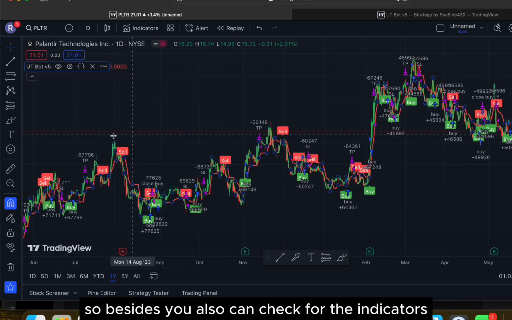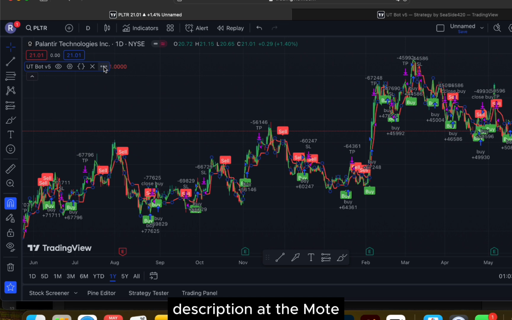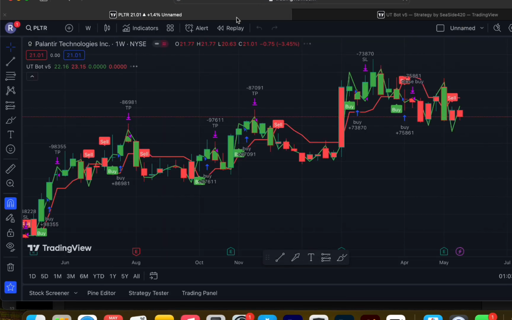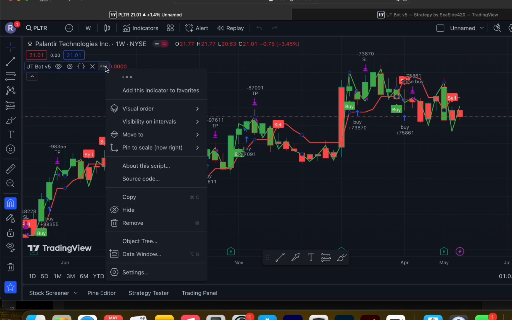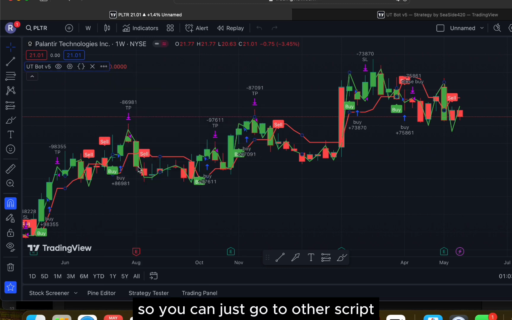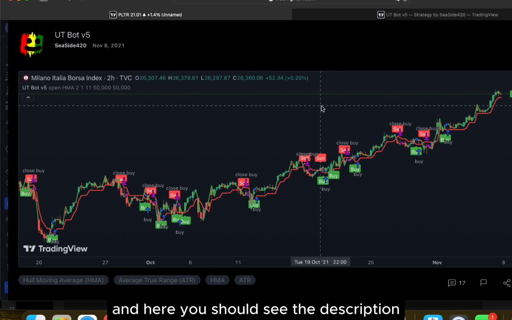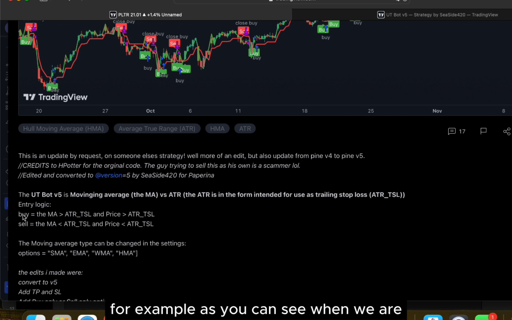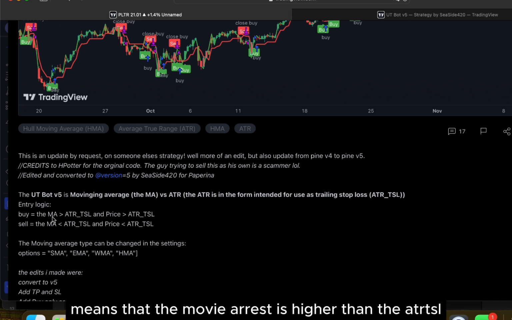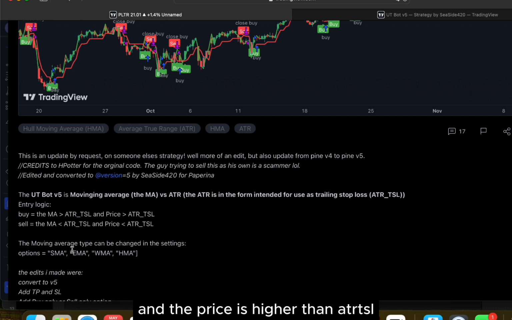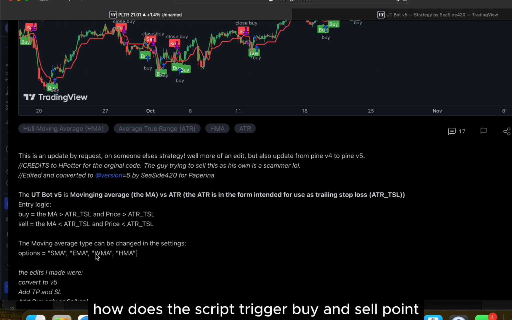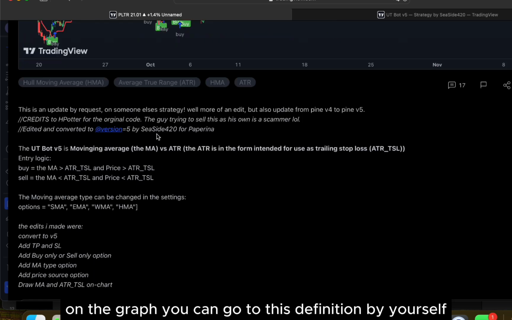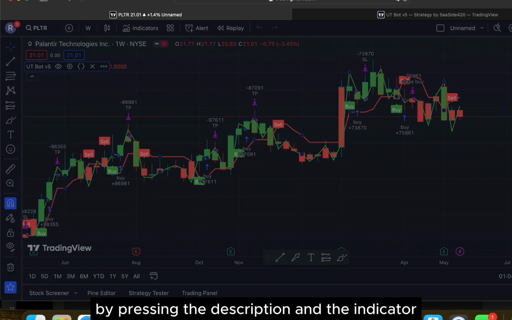Besides, you can also check the indicator's description at the More tab. Go to About the script, and here you will see the description and definition of the indicator. For example, when it triggers a buy signal, it means the moving average is higher than the ATR TSL and the price is higher than the ATR TSL. This is how the script triggers buy and sell points on the graph. You can go through this definition by yourself by pressing the description at the indicator.